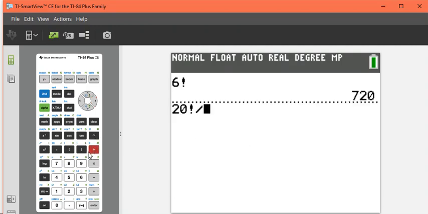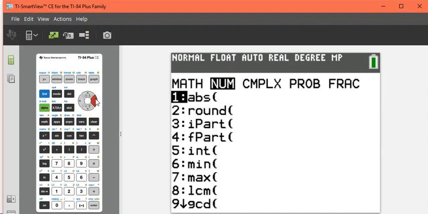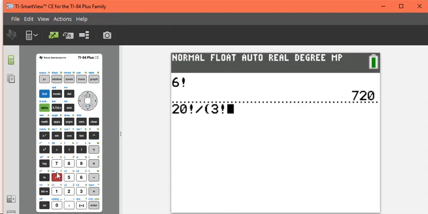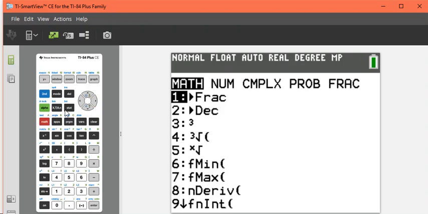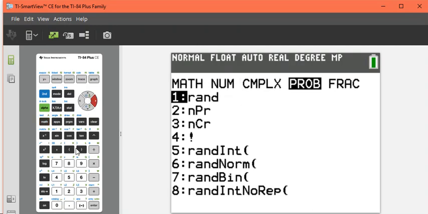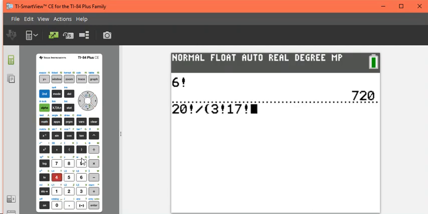Then if you divide this, you need to put the entire denominator in parentheses, otherwise it will not come out correctly. So you would do in parentheses 3 factorial times 17 factorial, close parentheses. Then you punch that in, and you do get the 1,140 like we obtained by hand.